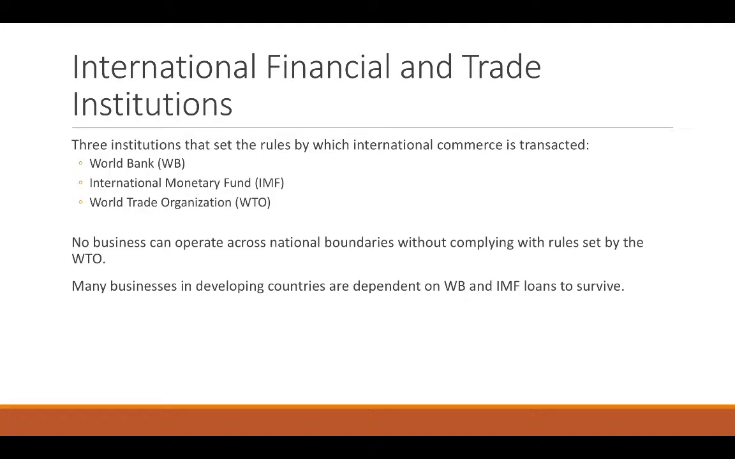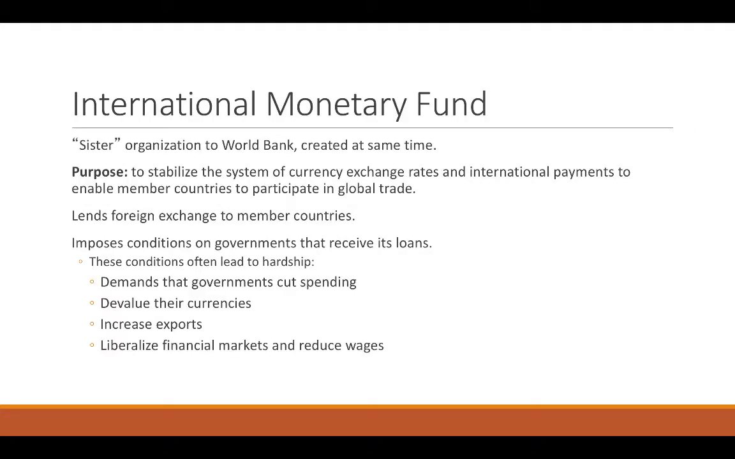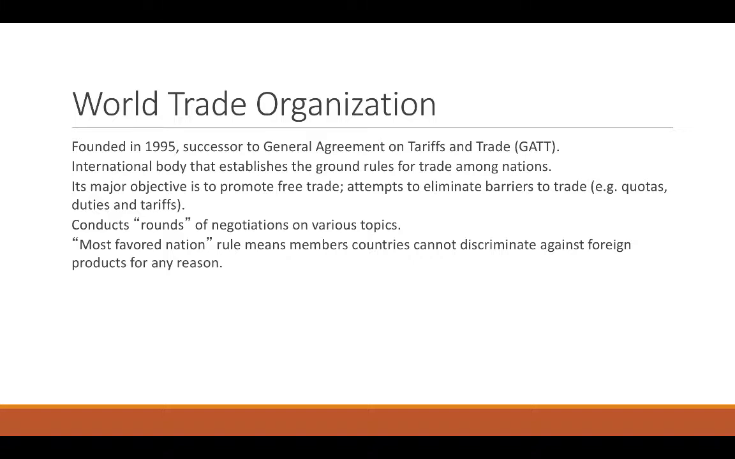Trying to develop rules of conduct for major international businesses has been an ongoing issue. There are three major organizations that are primarily involved in this process. The World Bank, established in 1994, is a primary economic driver of economic development through infusion of capital to its member countries. The International Monetary Fund is designed to stabilize currency and assist member nations in participating in global trade. Finally, the World Trade Organization, founded in 1995, attempts to create a playbook for global trade. Its goal is to promote free trade whenever possible.